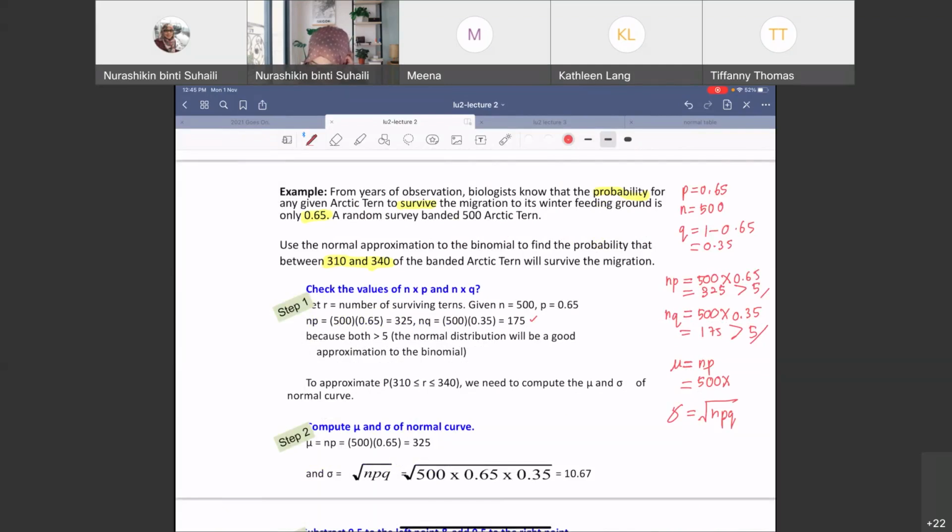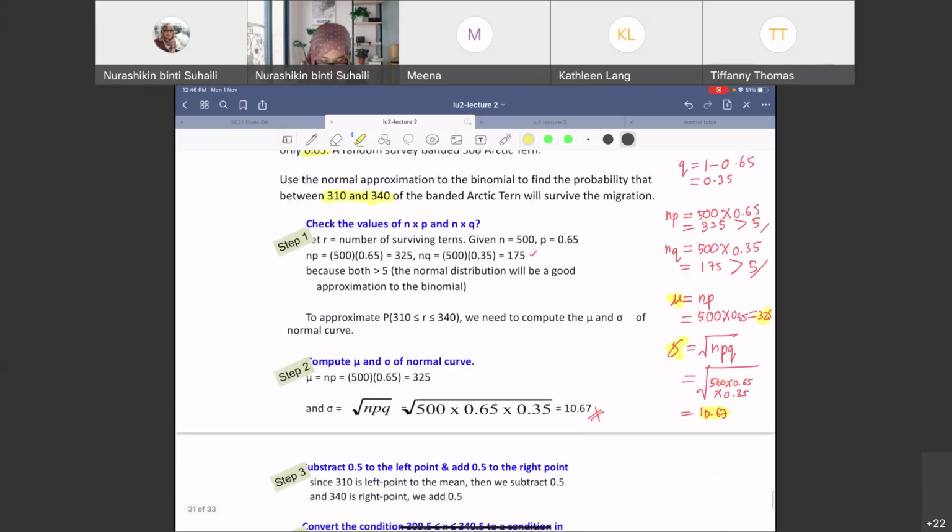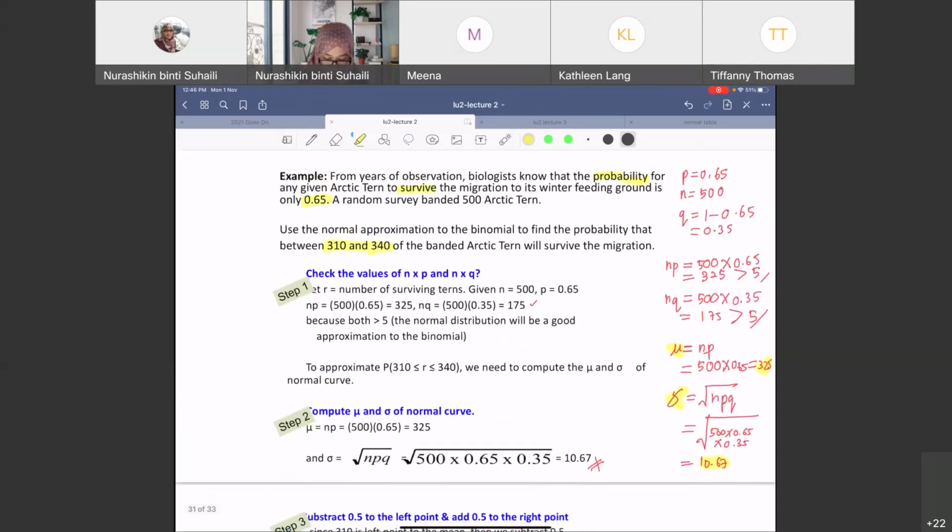So in this one, 500 times p is 0.65. So that's 325. The mean is 325. And then for the sigma, square root of 500 times 0.65 times 0.35, that's equal to 10.67. Okay, that's the value of sigma or standard deviation. So that's actually step 2.